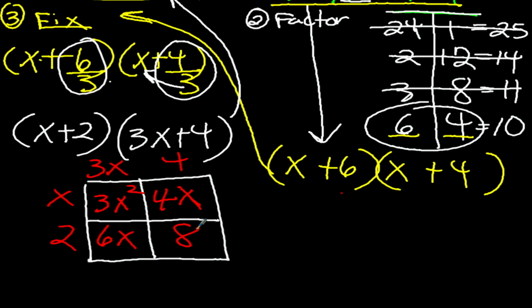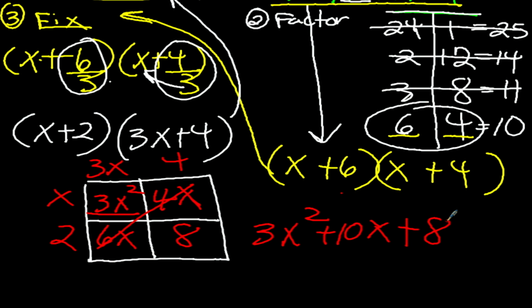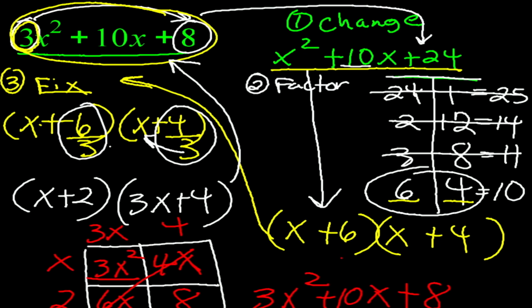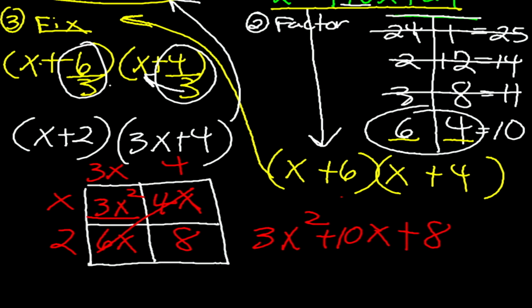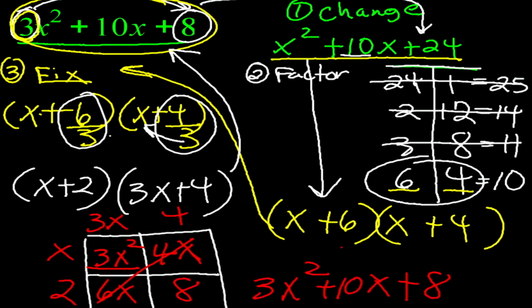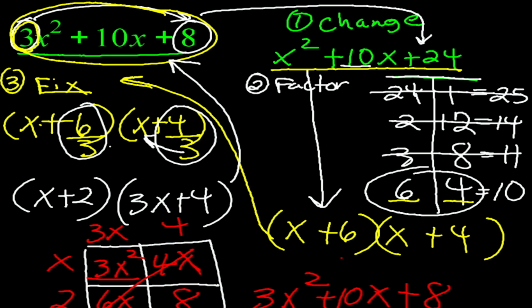And then I pull out the first term, it's the only one I have, 3x squared. And then, remember, on the diagonal, I have like terms, so I have 6x plus 4x, which is plus 10x. And then I have my constant term, which is 8. And if I compare that to the equation I started with, that's the equation I started with, so it checks out. I hope you got it right also.